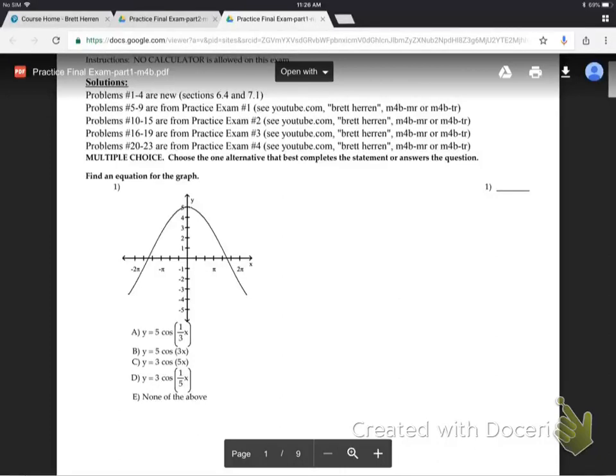So how can we find the period? We know it's up at 5, so it's not C or D. The period is 2 pi over b. And what's the b? The formulas are a cosine bx or a sine bx. B is the number next to x. So to find that, we have to have the period.